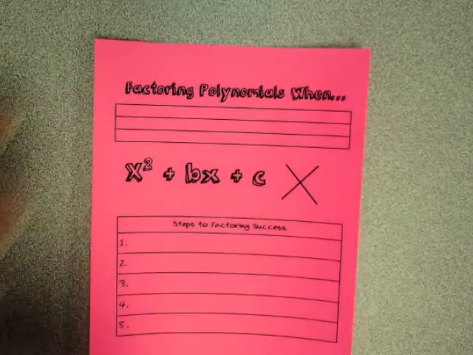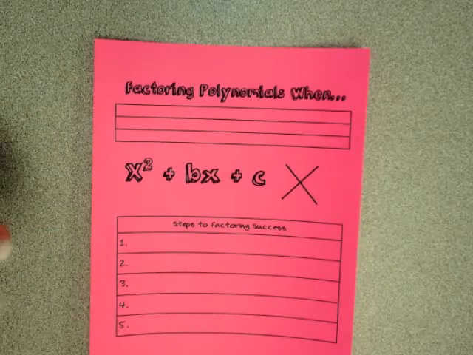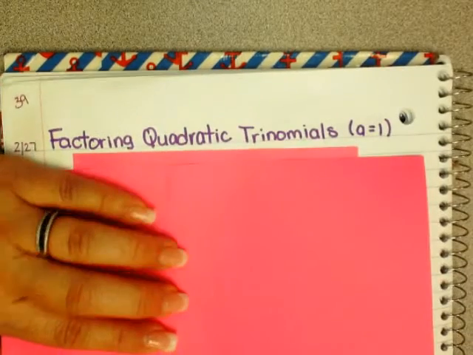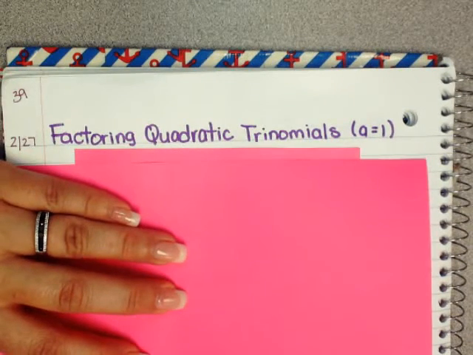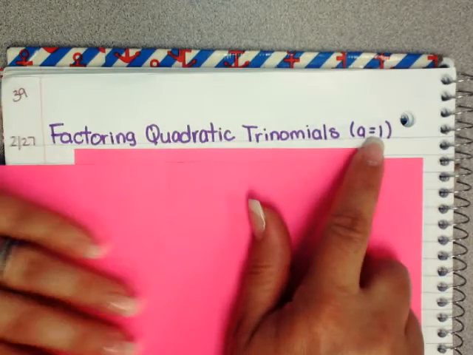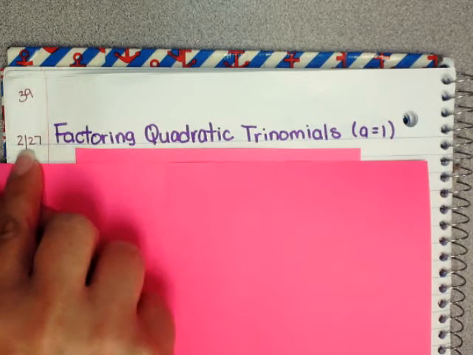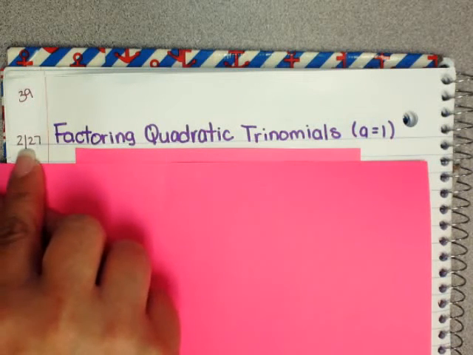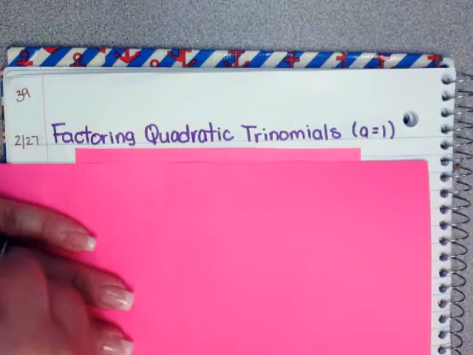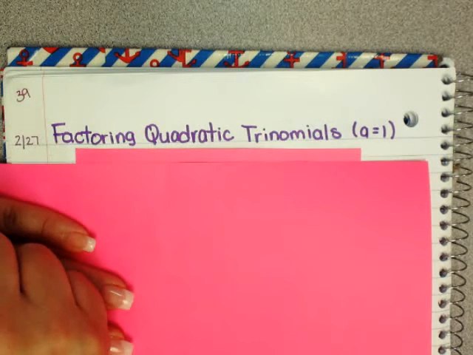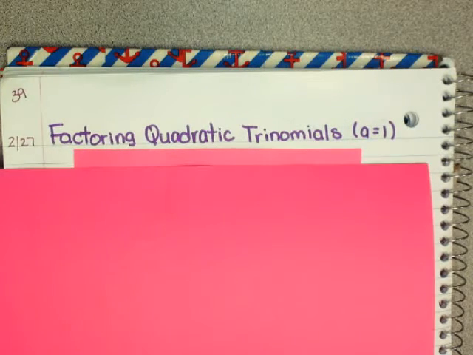So the title of your page 39 is factoring quadratic trinomials, A is equal to 1. Okay, it's page 39 we're on, and we date it 2/27. Leave that there for a second. During this video, if you need to pause it, please take the time to pause it, rewind, fast forward, go back, whatever you need to do to make sure you get the notes and you understand what we're talking about. Okay?